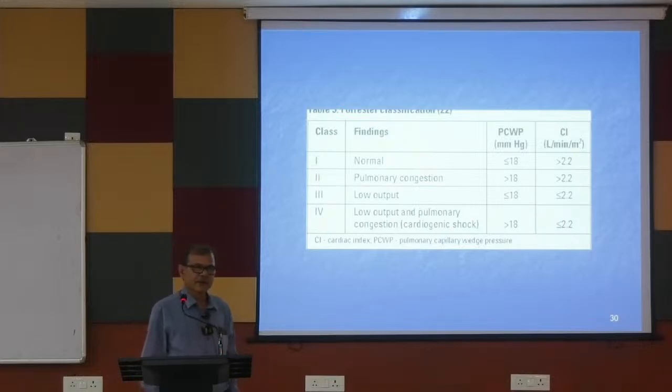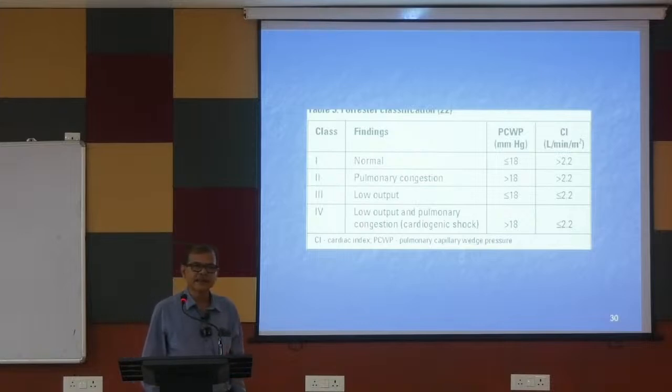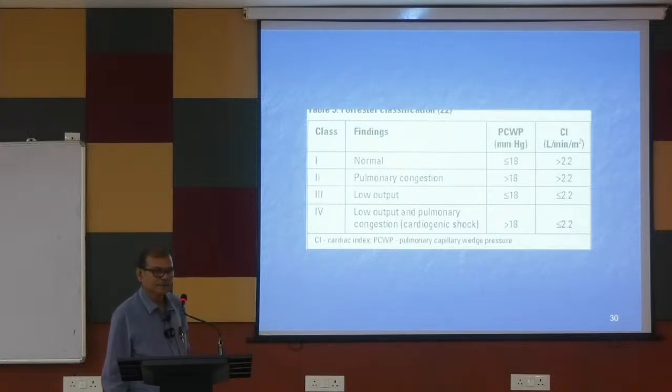S3 gallop, pulmonary rales, pulmonary crepitations or rhonchi. So presence of pulmonary congestion means elevation of the PCWP, that is, pulmonary capillary wedge pressure exceeding 18 millimeters of mercury. But in the absence of low output or low perfusion, cardiac index definitely more than 2.2.